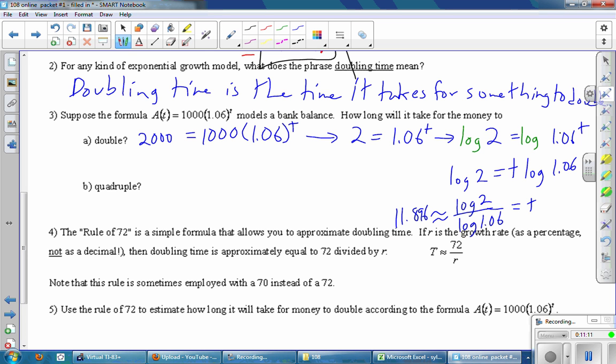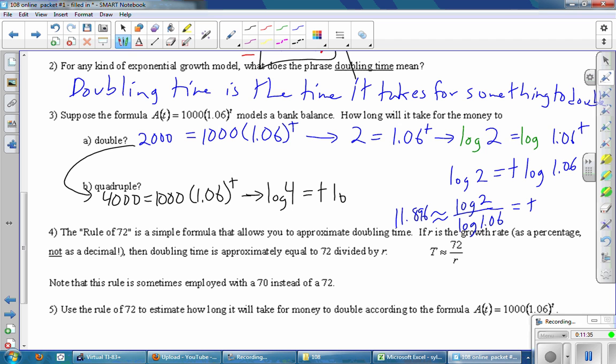Okay, part B says in this case we want our money to quadruple. So instead of starting with 2,000, we would start with 4,000. That's the goal. Still have 1,000 at the beginning, but we want it to grow to 4,000. Okay, let's do a few steps at once here. We'll divide by 1,000. We'll get 4. We're going to take the log of both sides. Log of that. The t is going to come down. Log of this. That was a bunch of steps in one, so do that more slowly if you need to see the details. And then divide both sides by the log of 1.06. So we get log 4 over log 1.06.